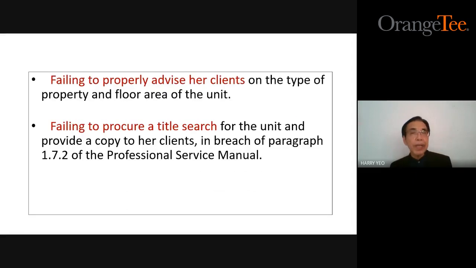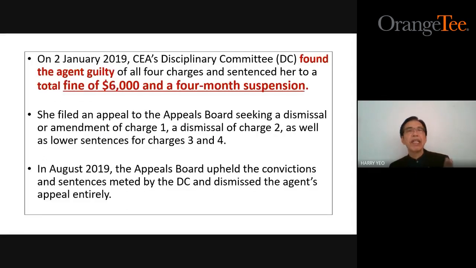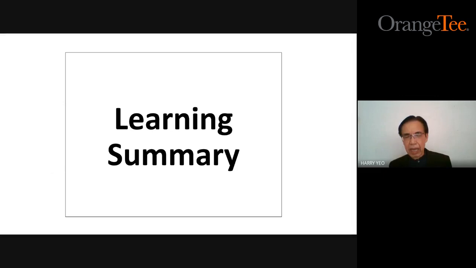All right, so we can learn from here. She was fined $6,000, suspended for 4 months. It's human error. But I can tell you, there are many, many other cases where the agent is not competent and therefore has fallen below the standard required, and therefore it's a breach of fiduciary duty.